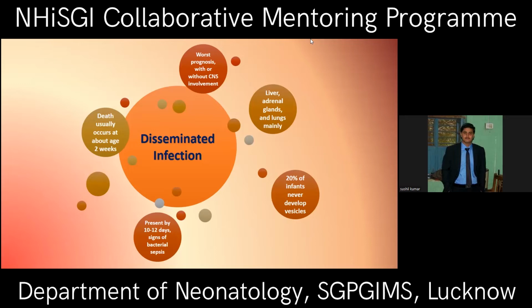Ultimately, 1/3 of these patients can go on to have CNS involvement also, manifesting in the form of meningoencephalitis. And mortality, that is death, usually occurs by 2 weeks of age in this category of patients.